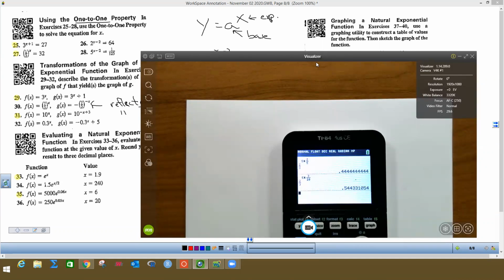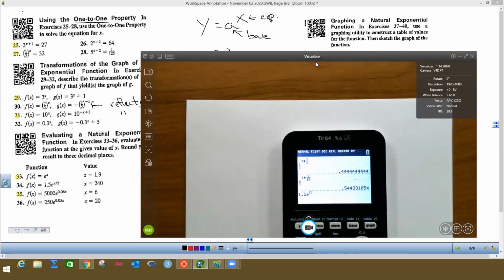And I'm going to do this problem over here, number 34. So I'm going to type in 1.5. And now e is to the left of 4. There's an ln button. That's a natural log, but e is in blue. So you have to hit second ln, which is the e button. And then it says we have e to the x divided by 2.